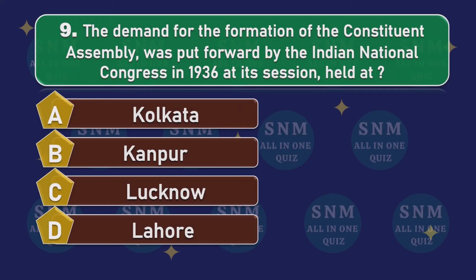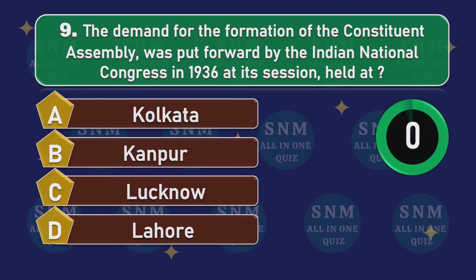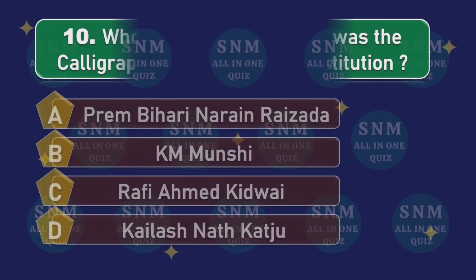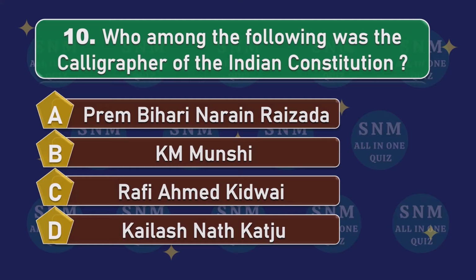The demand for the formation of the Constituent Assembly was put forward by the Indian National Congress in 1936 at its session held at Lucknow. Who among the following was the calligrapher of the Indian Constitution? Prem Bihari Narayan Raizada.